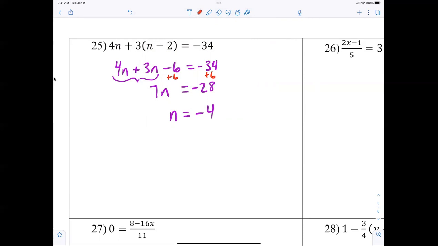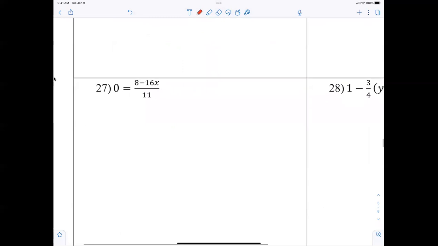Okay. Wilson, you have a proportion. All right. Well, tell me what I should do here. Just tell me. So I just got rid of the dividing by 11. That is correct. And the nice thing about this is 0 times 11 is still what? 0. So 8 minus 16x equals 0. That is correct. Now what? And then I'm -8. Minus 8.